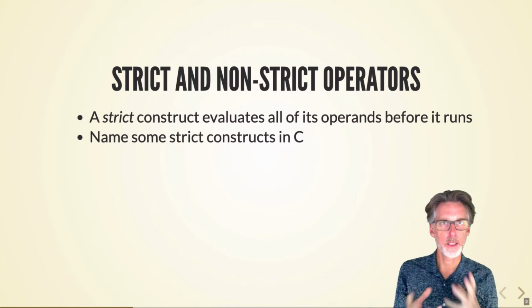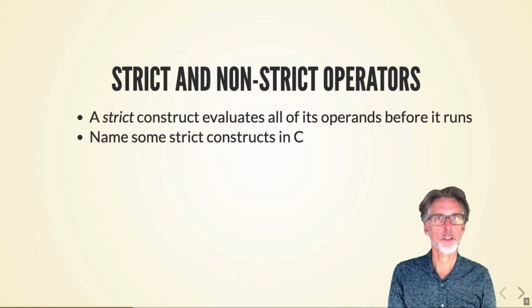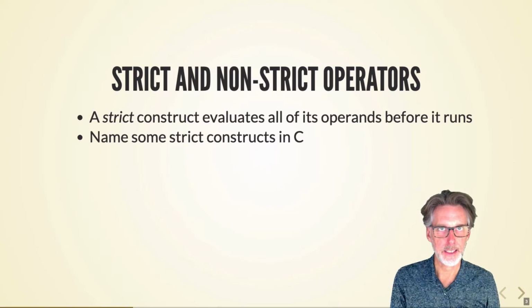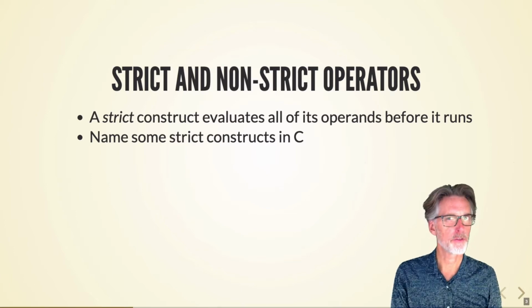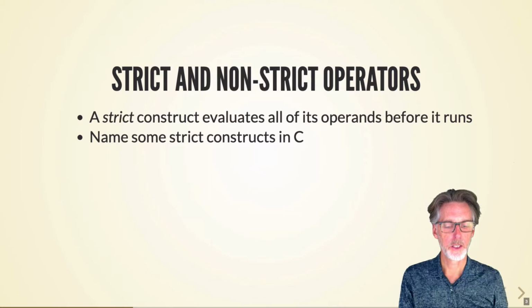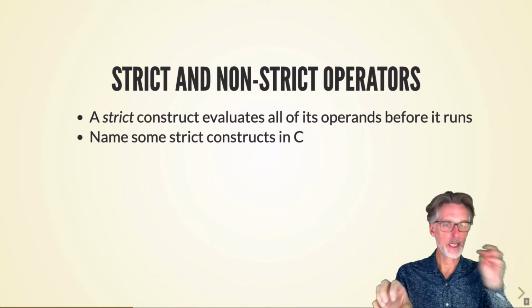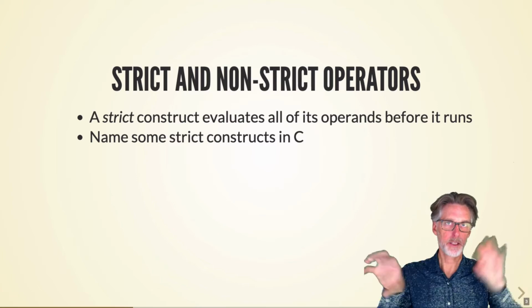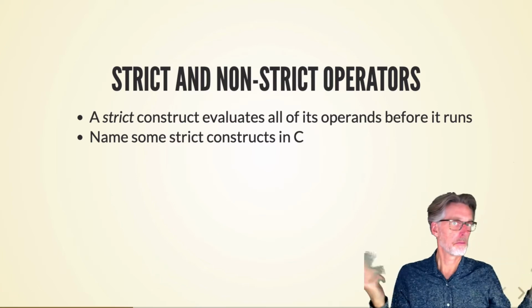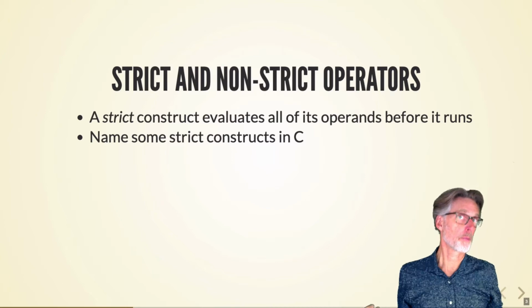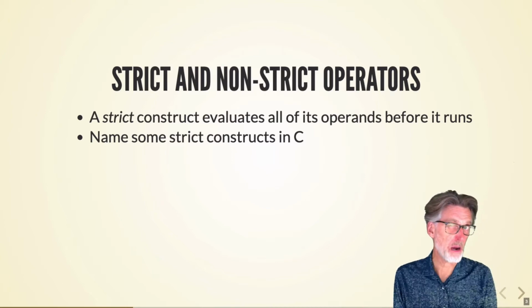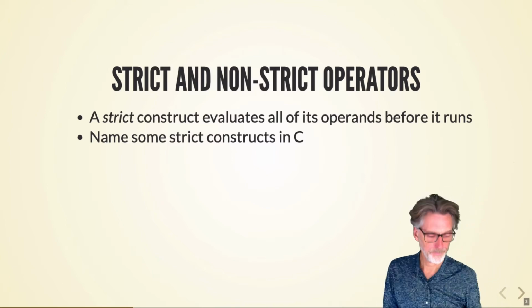So can you think of anything that is strict in C? You can pause the video for a second and think about it. So what does it mean to be strict? It means that before I can execute this thing, I must evaluate all of, for example, if it's an operator, all of its operands. So what's a strict operator in C?